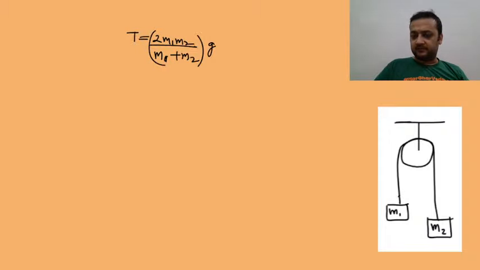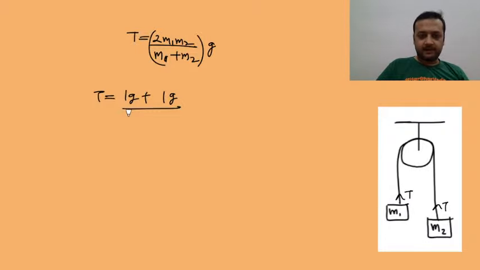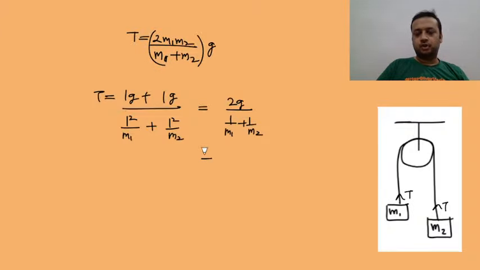Again, suppose the tension is T here, so there will be tension T here as well. Our formula tells, so what is written beside the tension? 1. So 1 into gravity plus 1 into gravity, divide by 1 square by m1 plus 1 square by m2. You can see this becomes 2g divided by 1 by m1 plus 1 by m2. So this becomes 2m1m2g divided by m1 plus m2. If you have memorized this result, you see that it matches.